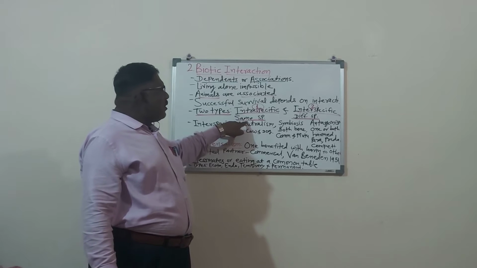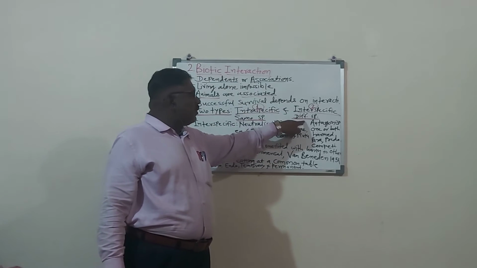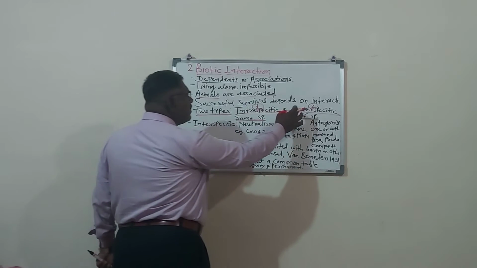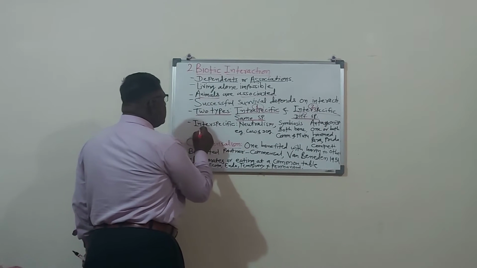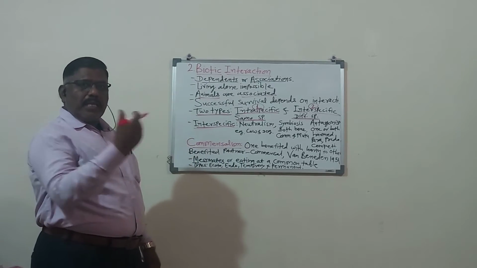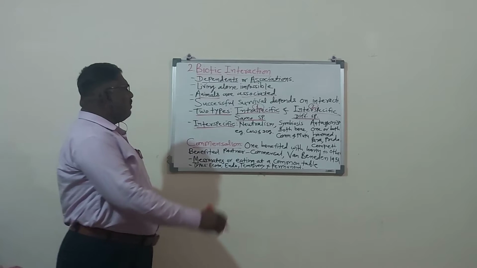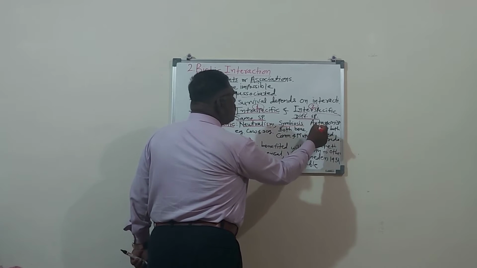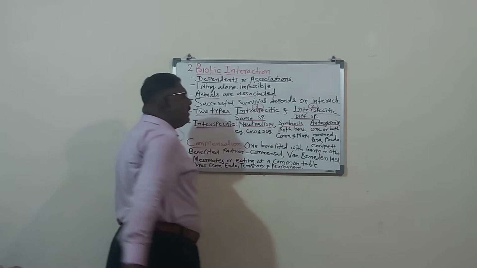Interaction between same species, similar species, and interaction between different species. Now, the second one, the interspecific interaction, is further classified into three types: one is neutralism, second is symbiosis, third is antagonism.